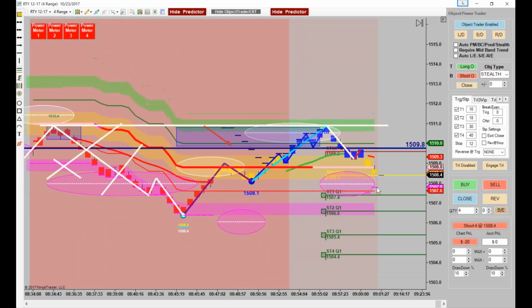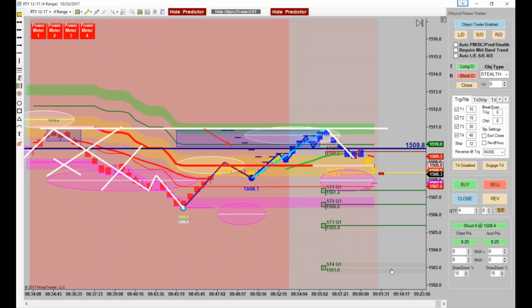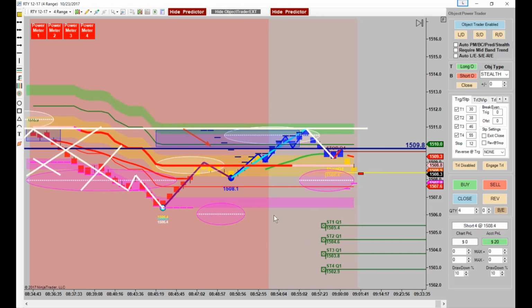Now I got in late on this one, because we obviously would have gotten in right here. If you get in with stealth, that's a very conservative entry, but also keep in mind that it has to literally change directions for you to get that trade. Now let's run this trade and let's see if we can all get the next trade exactly the way we called it in the room this morning.